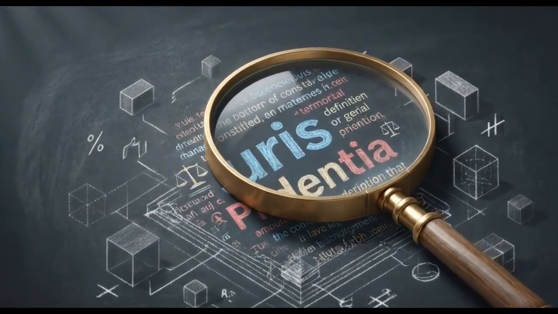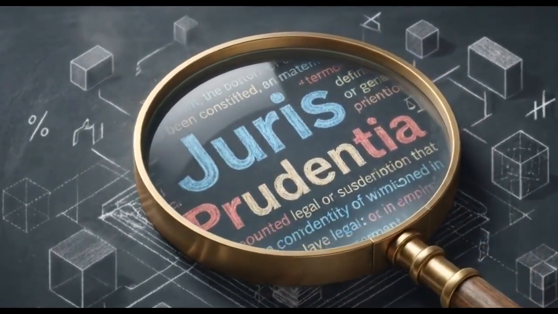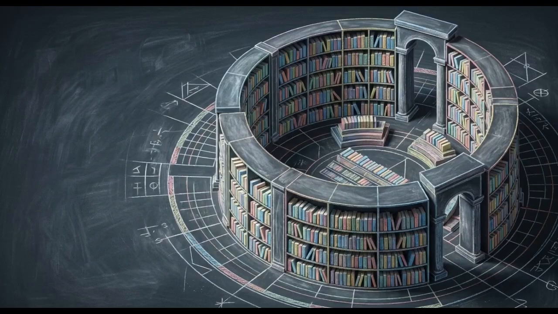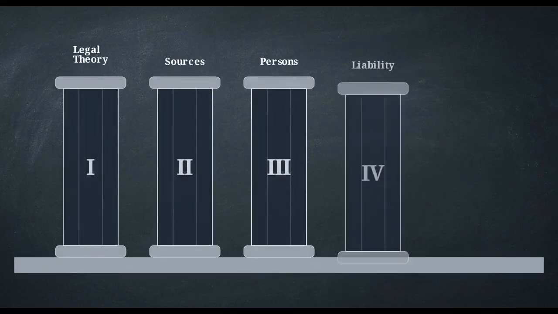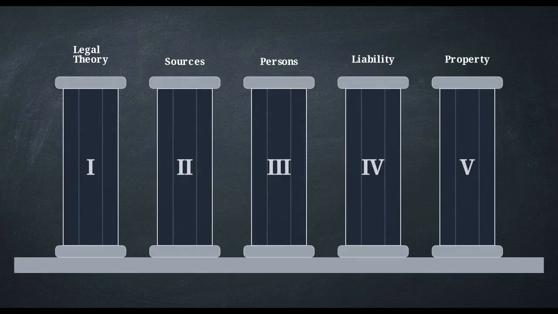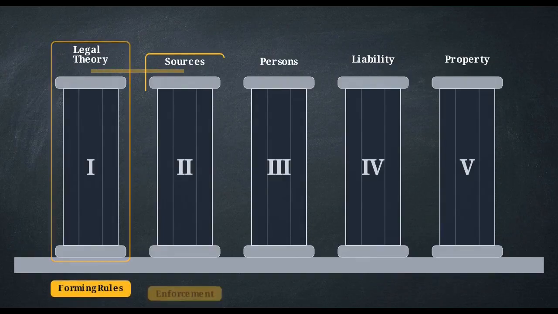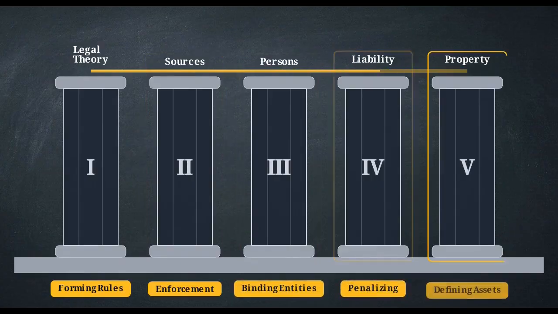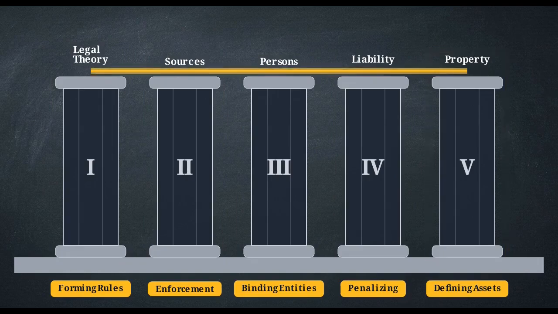Derived from the Latin juris and prudentia, jurisprudence is the knowledge and skill required to understand the science of law. By identifying the underlying principles and theories of a legal system, we can see how thousands of individual statutes function as a coherent whole. That system rests on 5 pillars: legal theory, sources, persons, liability, and property. They operate in strict sequence. Theory forms the rule, sources enforce it, persons are bound, liability penalizes, and property defines the physical assets.